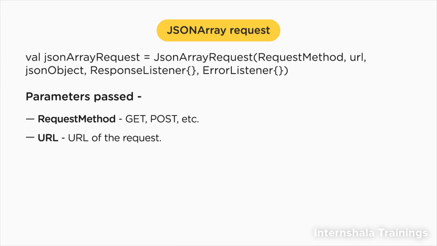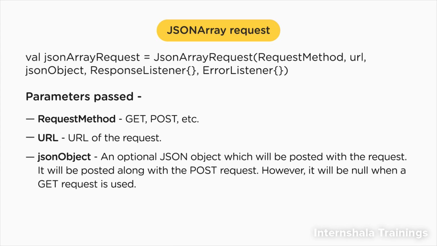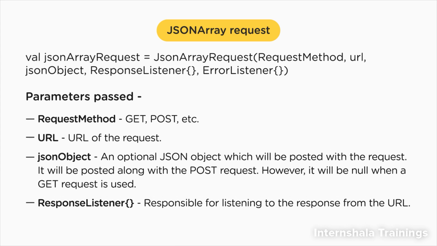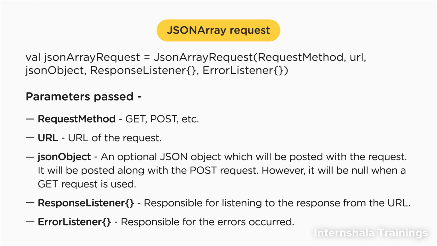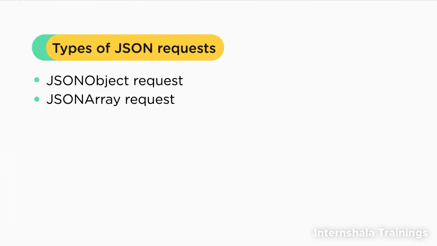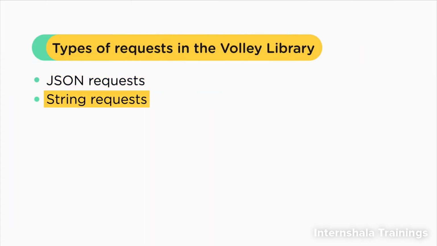Then we have the URL for the response, the optional JSON object, the response listener, and the error listener. For this training, we will only be using JSON object requests and will not be using this JSON array request. So, we have looked at these two types of JSON requests. Now, let's look at string requests.